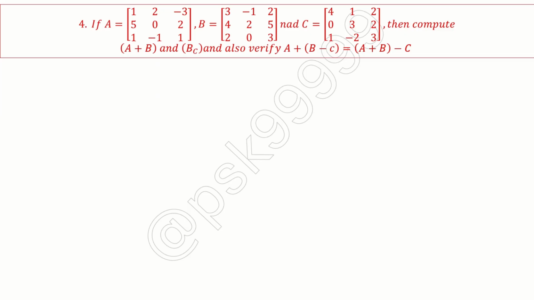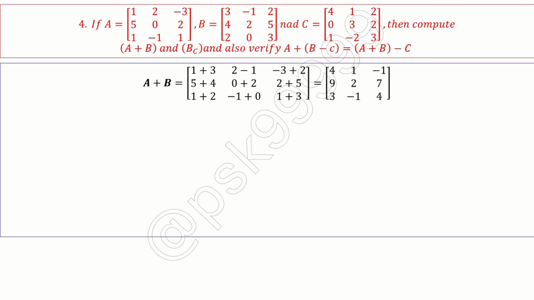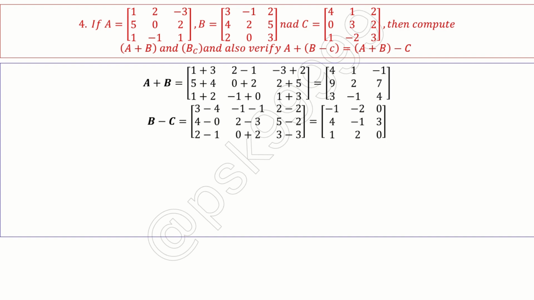Okay. Here three matrices A, B, C are given. Then you compute A plus B, B minus C, and also verify that A plus B minus C equals A plus B minus C. Okay, so this is simple. Already they said what to do. So this is A plus B. We know it. This is B minus C.